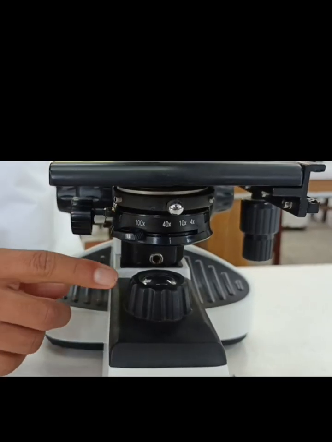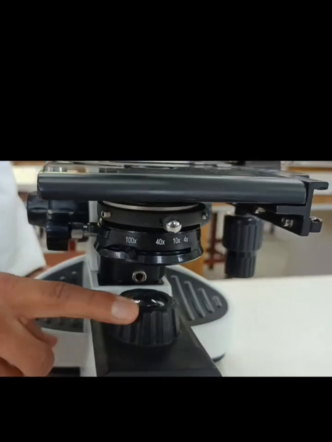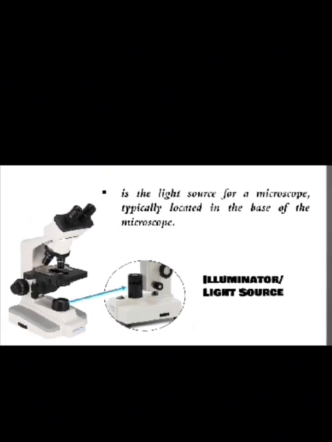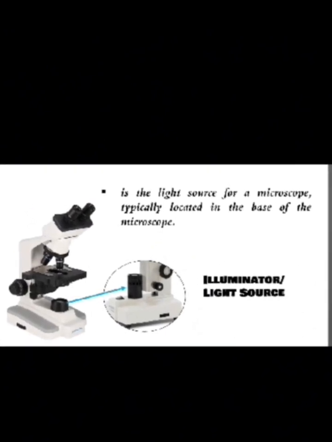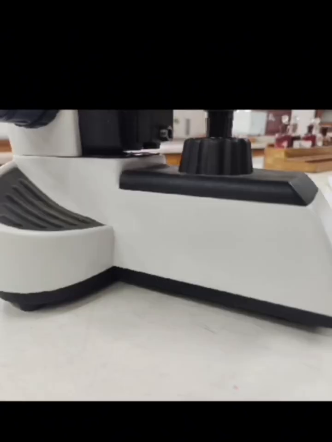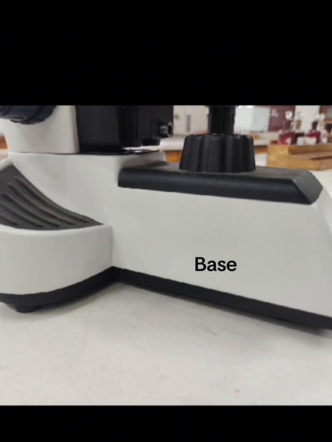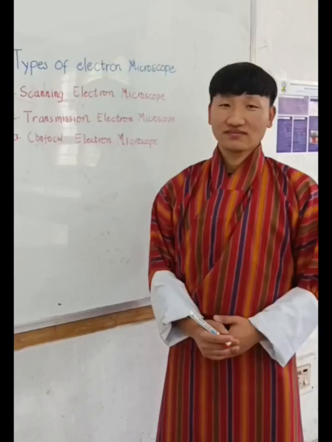The part that you can see is illuminator or light source. It is the light source of a microscope, typically located in the base of the microscope. The last part of the microscope is base. It is used to support the microscope.